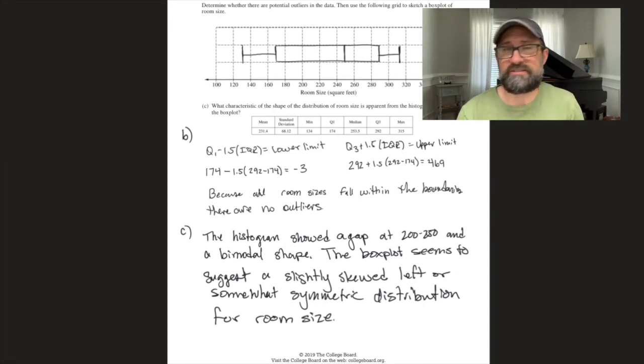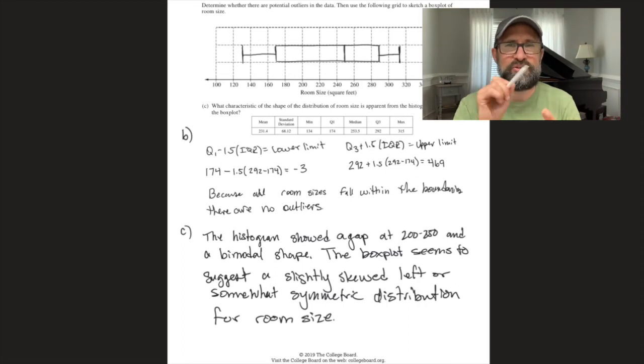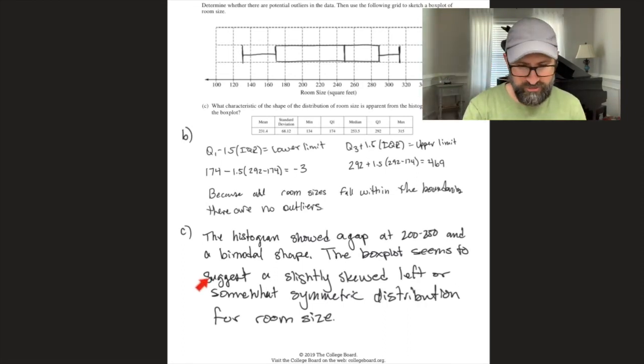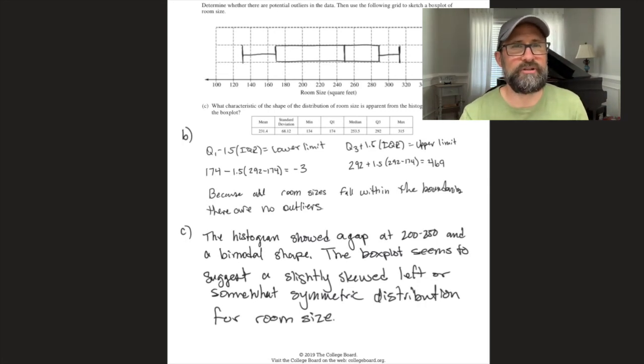The second part of part C was to talk about what the box plot didn't show, but the histogram did show. In this example, you could see the histogram made that double. You have a gap and a bimodal shape in the histogram, but in the box plot, you didn't. The box plot actually showed it was mostly symmetric or ever so slightly skewed to the left. But in order to get credit for this part, I had to make sure to talk about that the histogram showed a bimodal shape and the box plot didn't. As long as I did that, I graphed the box plot correctly, I'm going to get full credit for part C.